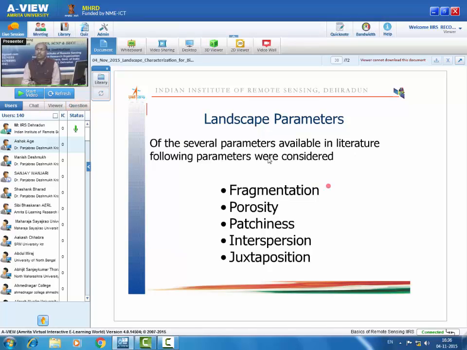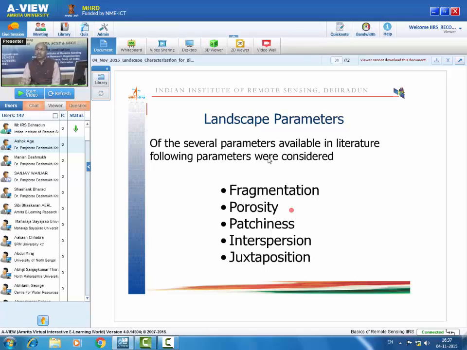Fragmentation is the number of patches of forest and non-forest in an area. Let us say some area 500 meter by 500 meter. Porosity is the number of holes, let us say, per unit area in a particular type of forest, let us say evergreen forest or dry deciduous forest. So these are the number of patches in unique ecosystems, let us say what we call the original ecosystems or original forest type. Patchiness is the number of patches of all, irrespective of vegetation type.